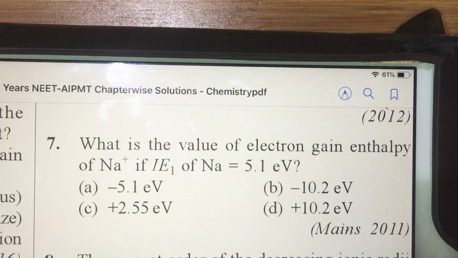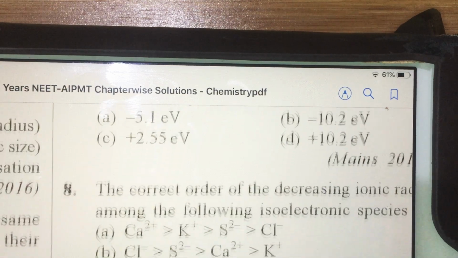Sir, if you have not understood, pause the video and attend to the idea again. IE1 represents energy needed to knock out an electron from a neutral atom. Therefore, the IE1 of sodium is 5.1 eV, which is consumed. Now, if you take Na+ and add the electron, this time energy is released. To remove an electron, energy is consumed. When an electron is added to a positive ion, energy is released. Released means negative sign.